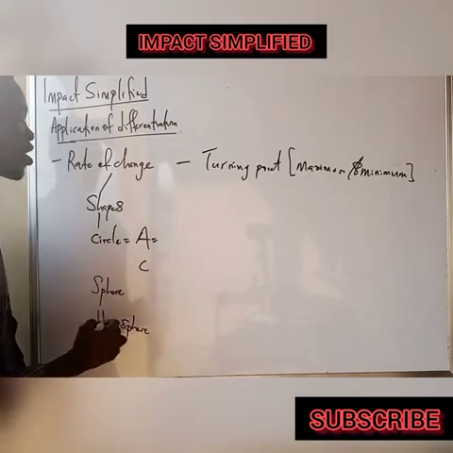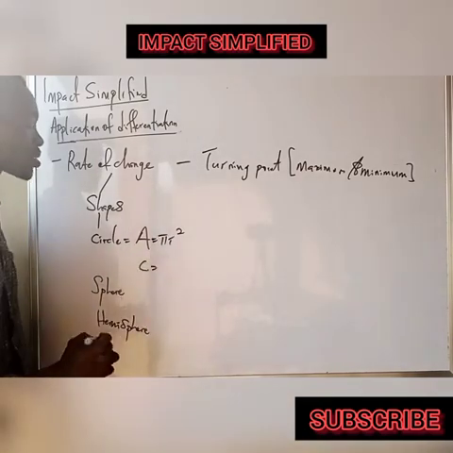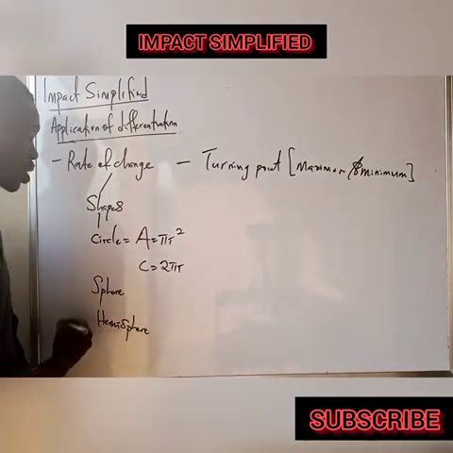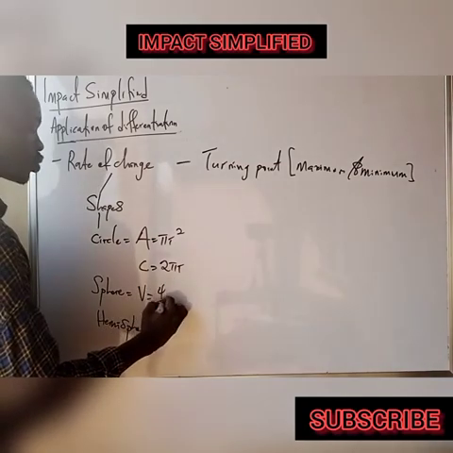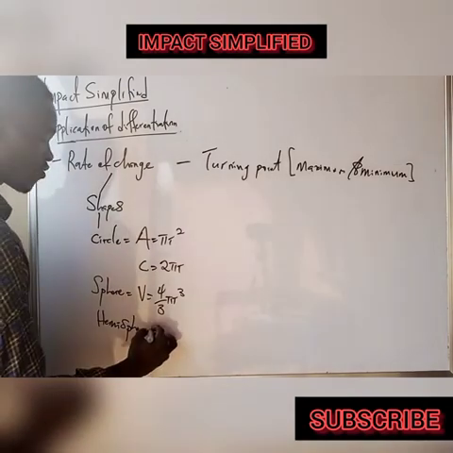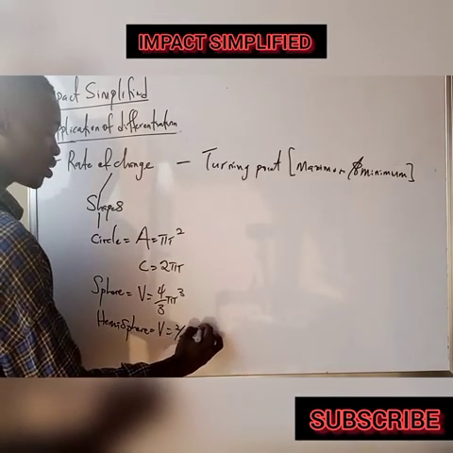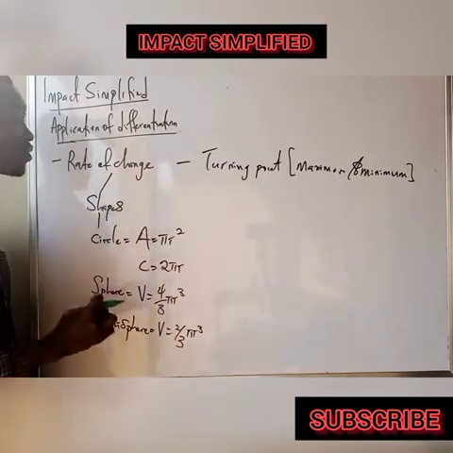And what is the area of a circle? The area of a circle is pi r squared. And what is the circumference of the circle? That will give us 2 pi r. And what is the meaning of sphere? We should know that the volume of a sphere is 4/3 pi r cubed. And the volume of a hemisphere is 2/3 pi r cubed. So these are the 4 things we need under the rate of change.